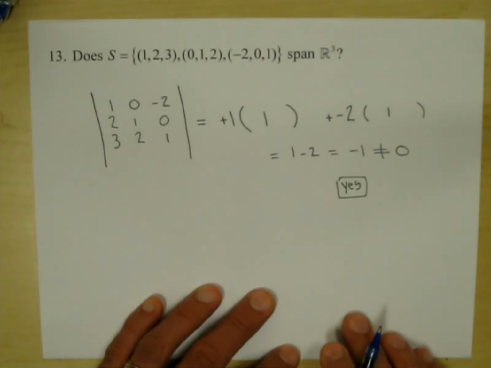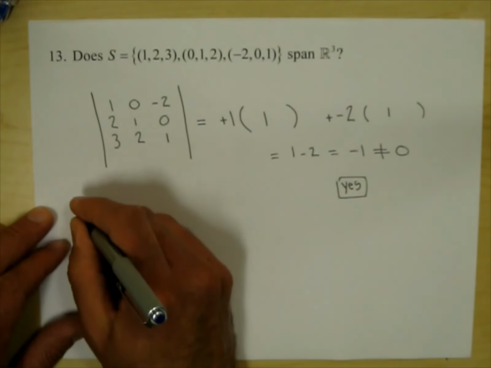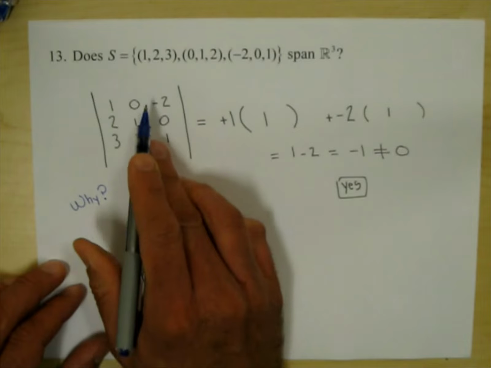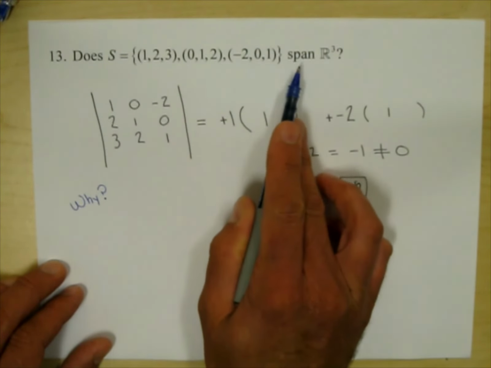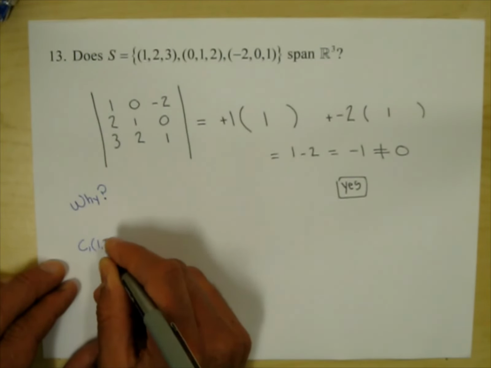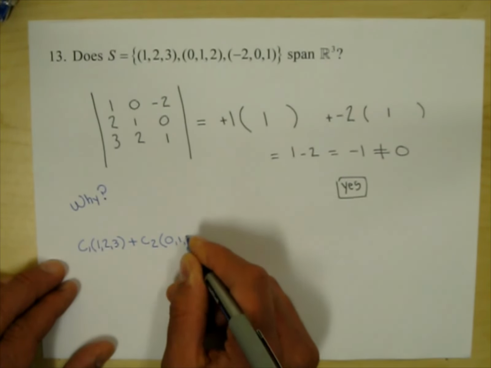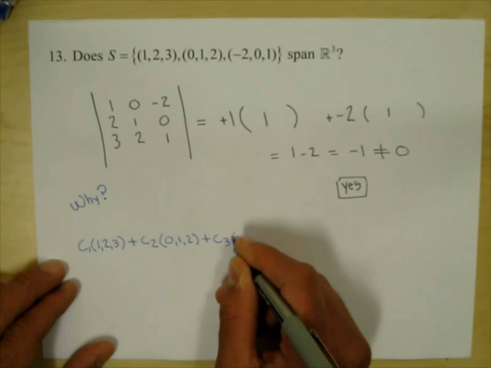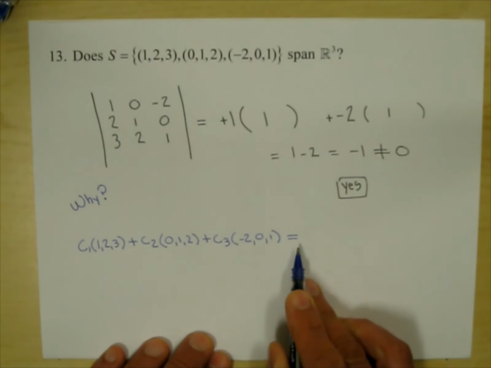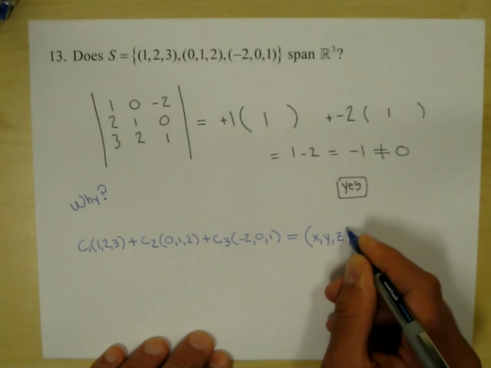So we're done with the problem, and some of you are a little unsatisfied. You're like, whoa, what's up with this? Let's pick the why. Why will this work? To see if those vectors will span R3, let's find the span of them. C1 (1, 2, 3) plus C2 (0, 1, 2) plus C3 (-2, 0, 1). Now this is going to freak some of you out. Can you reach anywhere in R3?